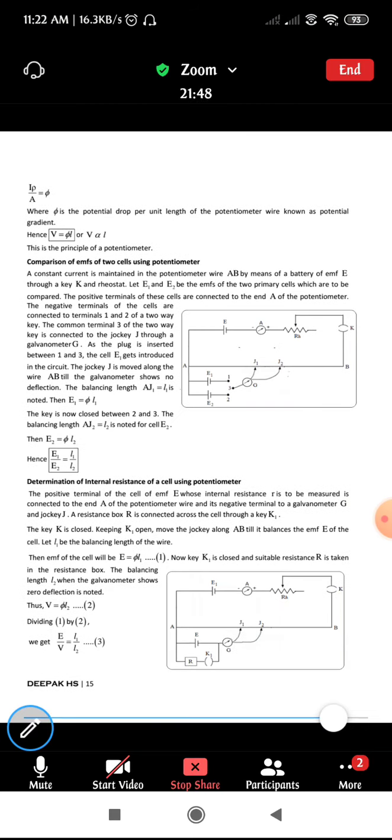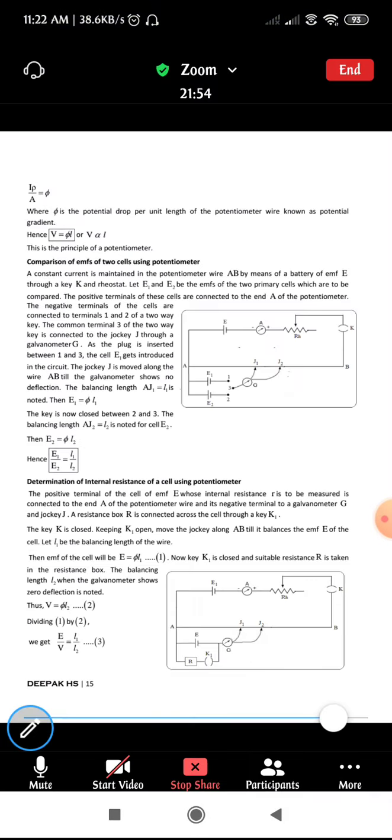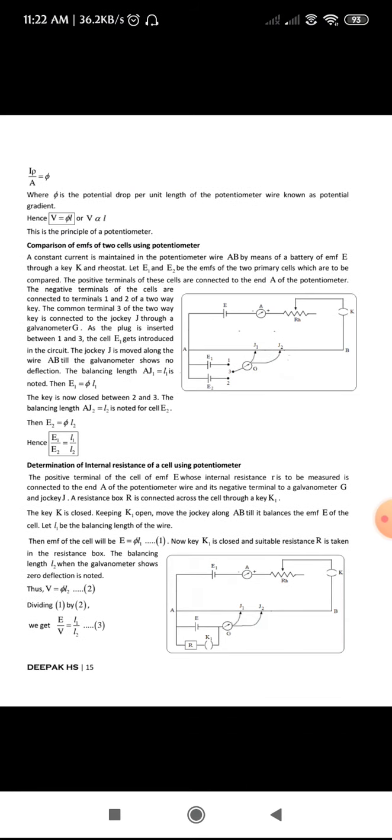Okay, fine. So here we will move to the next topic, that is nothing but determination of the internal resistance of a cell using a potentiometer. As I said, even this is one of the applications of the potentiometer. So you can find the internal resistance of a cell. What is the internal resistance of a cell? It is the resistance offered by the cell. The resistance offered by the cell is called the internal resistance of the cell.